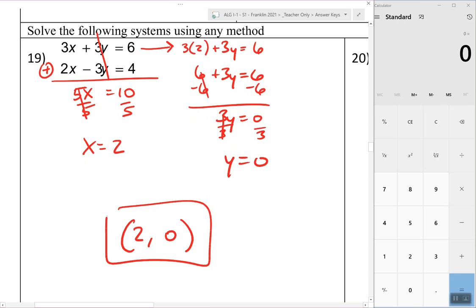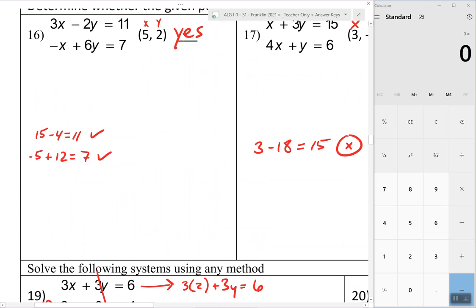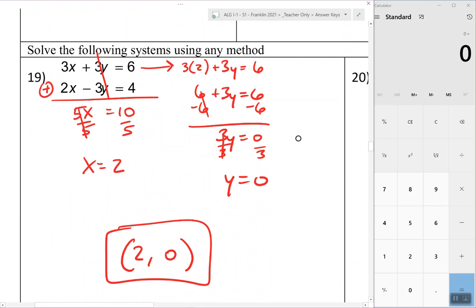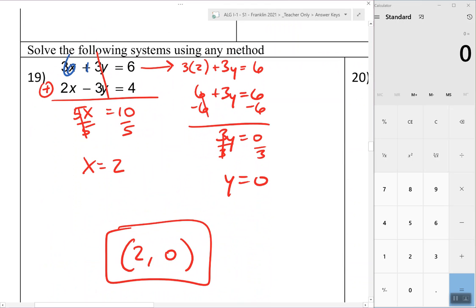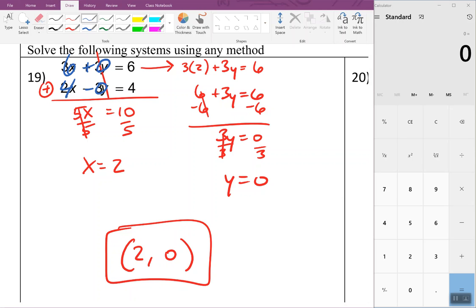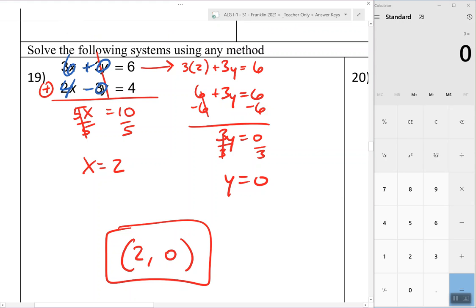And again, you should check that just like we did up here. Plug in x and y. So we get 6 plus 0, that does equal 6. And 4 minus 0, that does equal 4. So we know we did it correctly because our solution made both of the equations true.